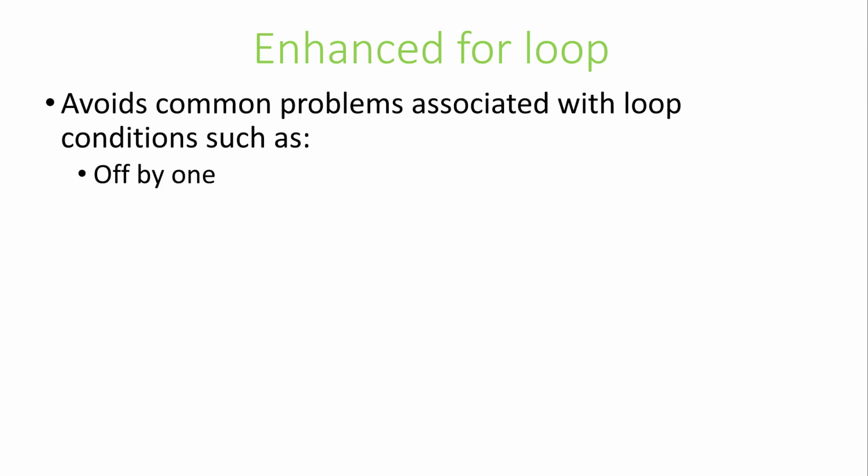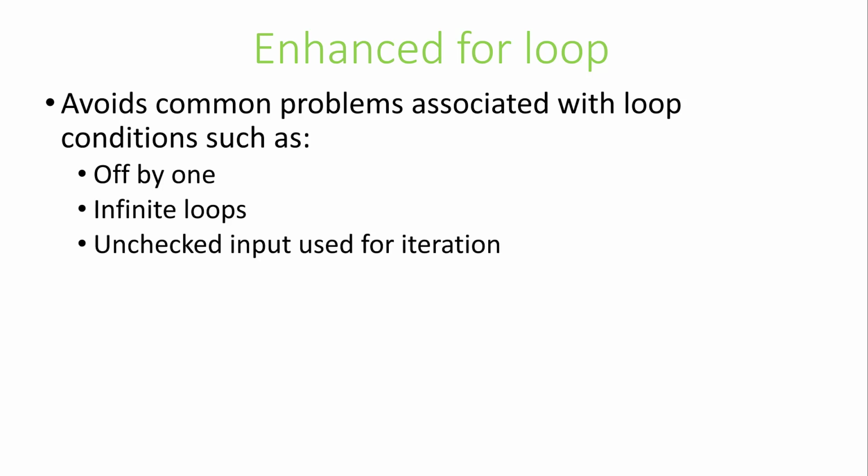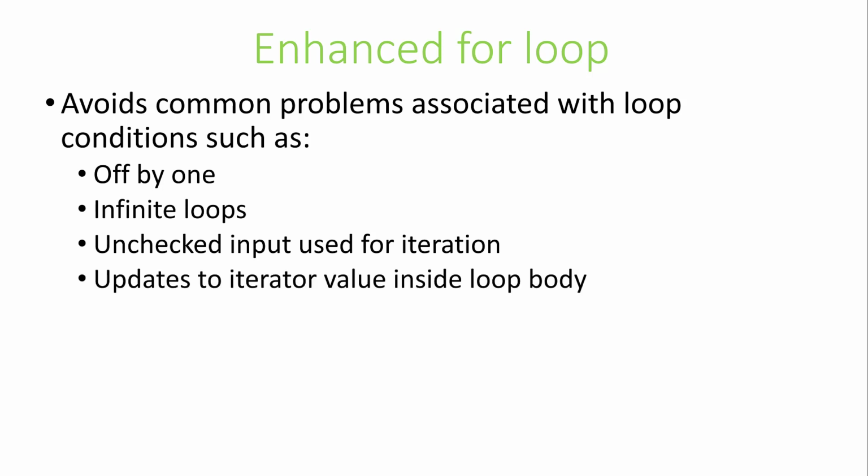Those problems include off-by-one issues, in which the management of the loop count variable incorrectly indexes the collection when it runs, infinite loops, in which the code fails to terminate properly because the condition necessary for the loop to terminate is never met. It also avoids the problem of using untrusted or unvalidated data as the loop count variable when iterating through a loop. Finally, accidental updates to the iterator count within the body of the code can be avoided as well, since the for loop neatly handles the iteration process, relieving you as the developer from that duty.